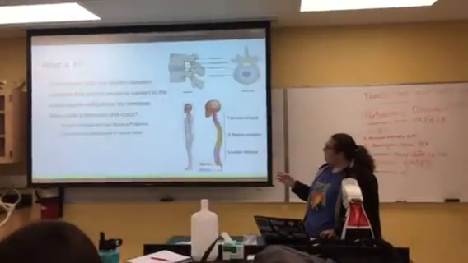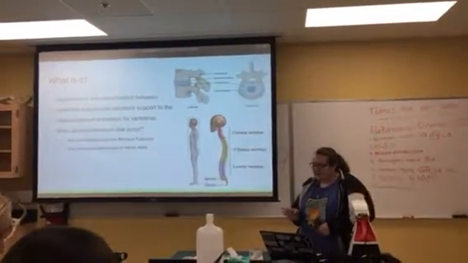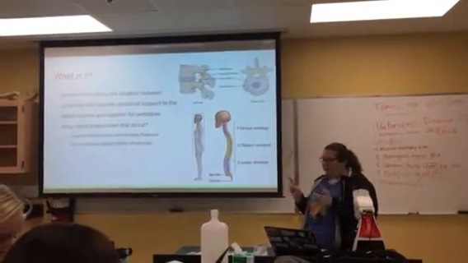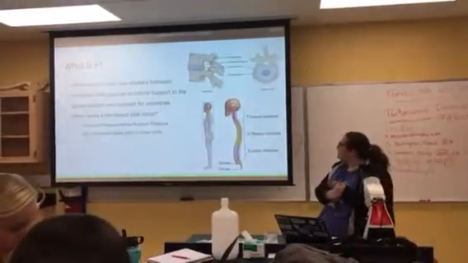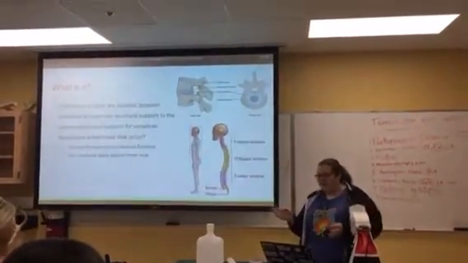And when you have a herniated disc, what happens is the annulus fibrosus tears or weakens, and then the nucleus pulposus herniates or slips out of the area it's supposed to be in. And this puts pressure on the spinal cord and or the nerves in the spine.